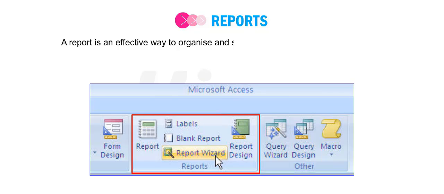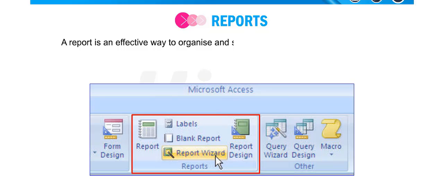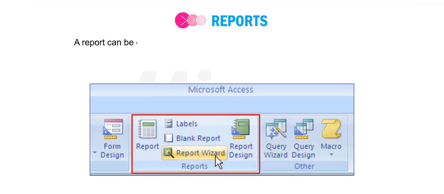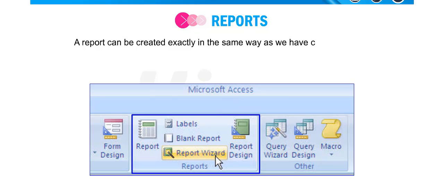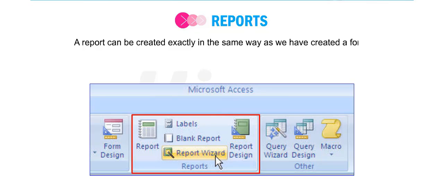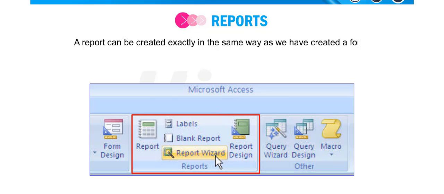So a report is an effective way to organize, see, and summarize data for the viewing or the printing. Now you could be thinking that we could have done this with the help of a query and a form also, right? But what if someone changes it? If you change something in the query, you know that it's changed back in the table. If you change something in the form, it is again changed back in the table, right? But what if you just want to show something and you don't want the user to change anything behind the table, right? Then you use the reports.